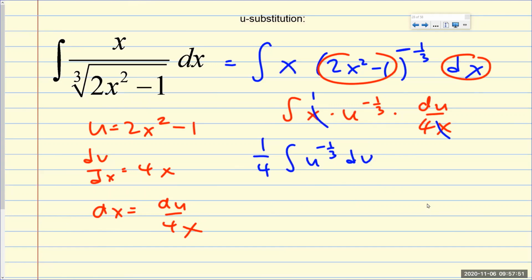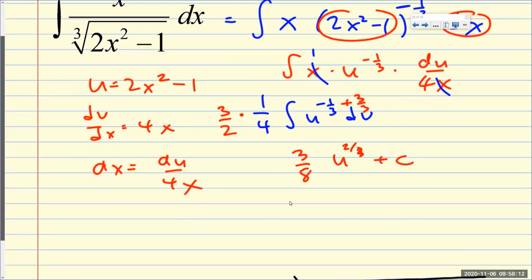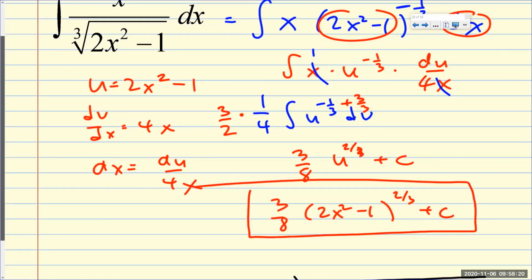something that's on your formula sheet. All right, so I'm going to add 1, divide by 2/3, which is really multiplying by 3/2. Right? So this becomes 3 over 8, u to the 2/3 plus c. And so this is going to be 3/8. My u is actually 2x squared minus 1, to the 2/3 plus c, and that is my final answer.